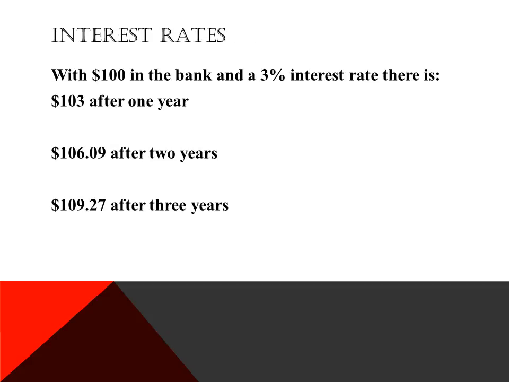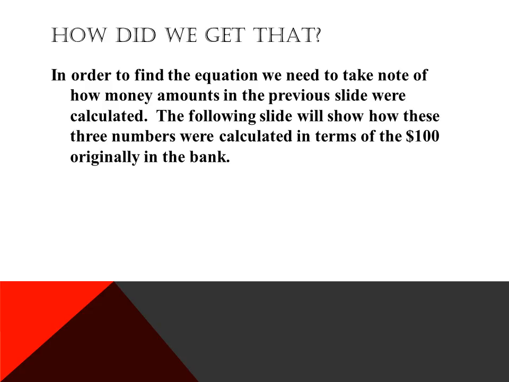With $100 in the bank and a 3% interest rate, there is $103 after 1 year, $106.09 after 2 years, $109.27 after 3 years. In order to find the equation, we need to take note of how many amounts in the previous slide were calculated. The following slide will show how these three numbers were calculated in terms of the $100 originally in the bank.